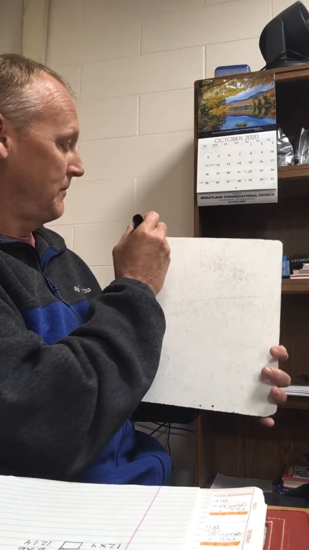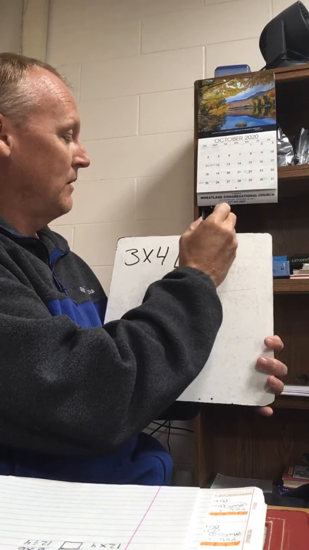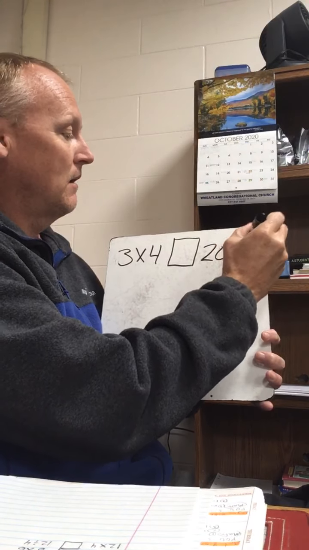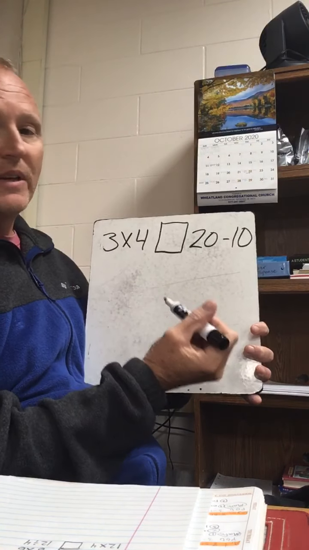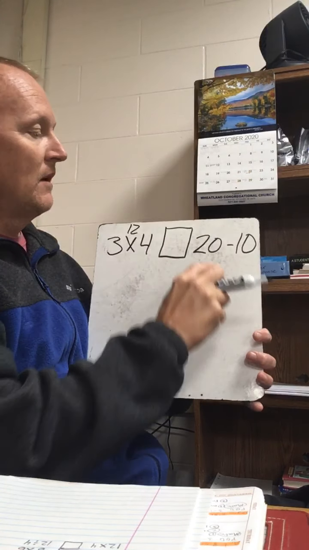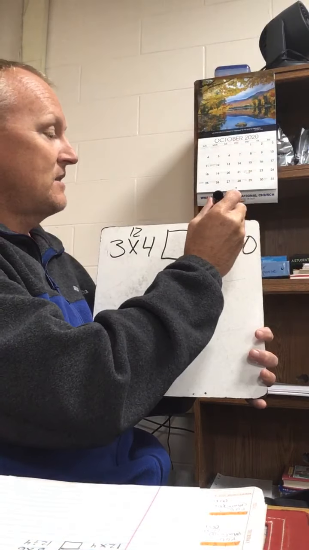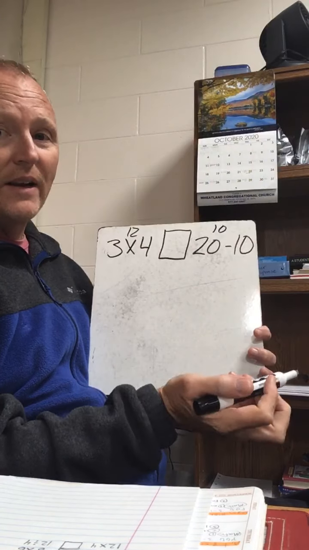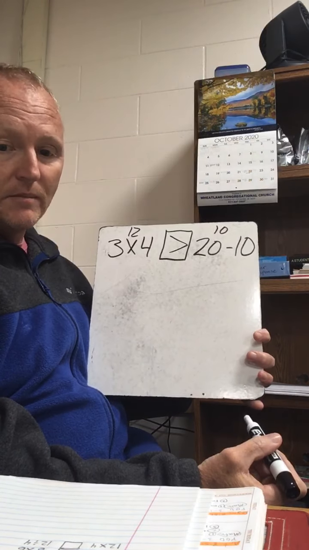Okay, let's try this one. 3 times 4 compared to 20 minus 10. Okay, so on this side we have 3 times 4. Easy, we just did it. That's 12. 20 minus 10, that's pretty easy too. That's 10. Okay, so 12 compared to 10, 12 is greater than 10. So the alligator gobbles up the bigger number.